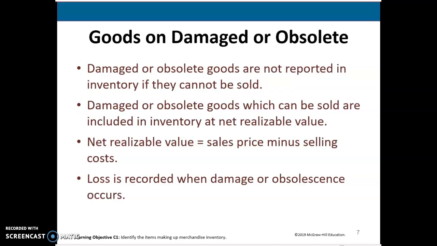All right, we look at things that are damaged or obsolete. Those are where we're going to be removing them from inventory because they cannot be sold. So if they cannot be sold either at full price or a reduced price, then we're going to remove them. When we think about their net realizable value, we're going to be looking at their sales price minus the selling costs, the cost of making that sale. When we determine that it's damaged or obsolete, that is when we're going to actually record the loss for that inventory.